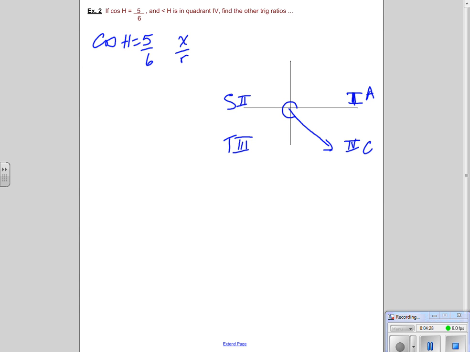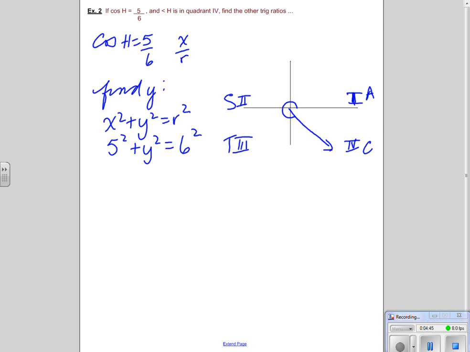I don't have my y value. I can find my y value by using the Pythagorean identity. So x squared plus y squared equals r squared. My x value is 5. My r value is 6. And I need to find y. 25 plus y squared is 36. I'm going to subtract 25 from both sides. I'm going to get 11, which is kind of ugly.